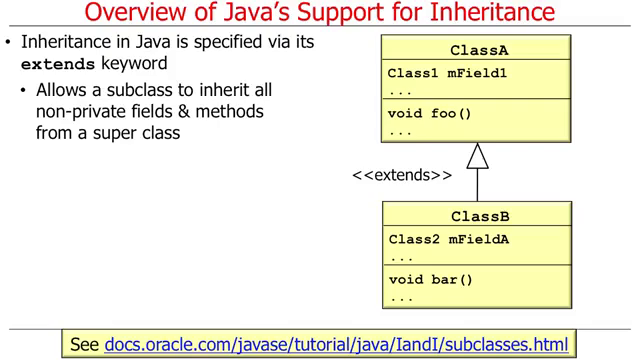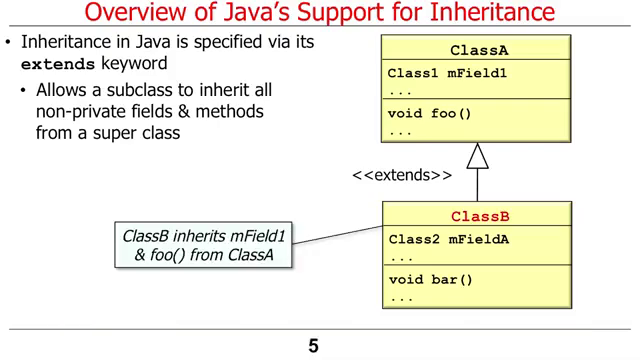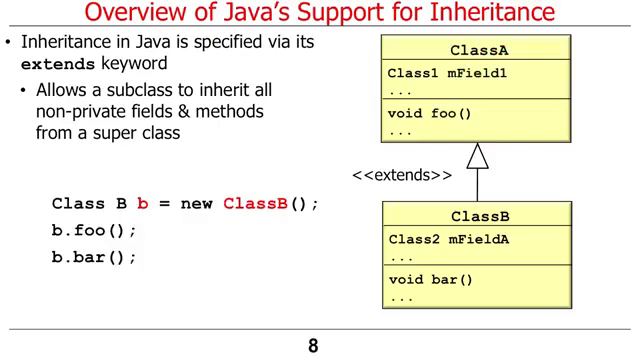For example, Class B is a subclass that inherits mfield1 and method foo from the Class A superclass. Apps that use instances of Class B can therefore invoke both the method foo inherited from Class A and the method bar defined by Class B.